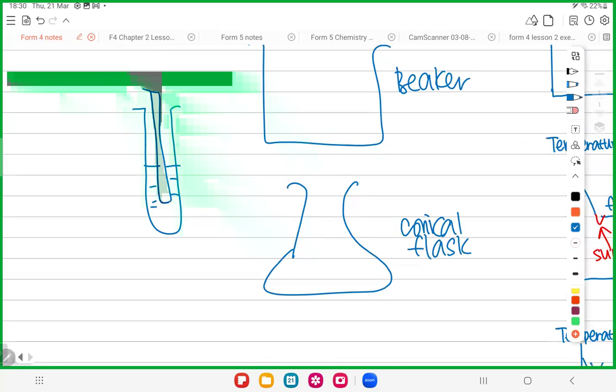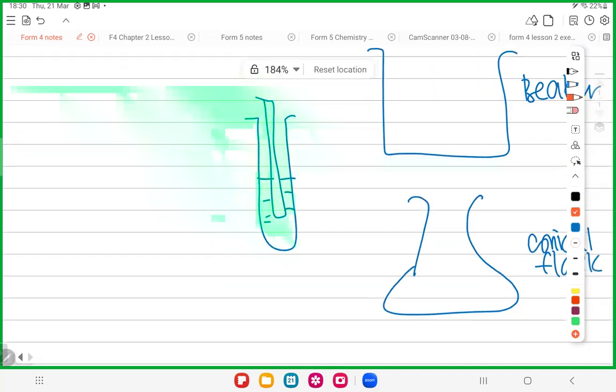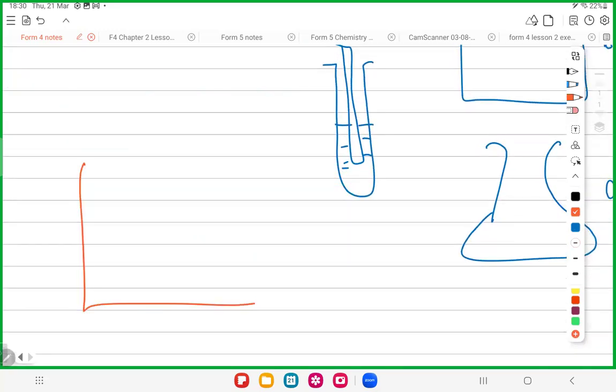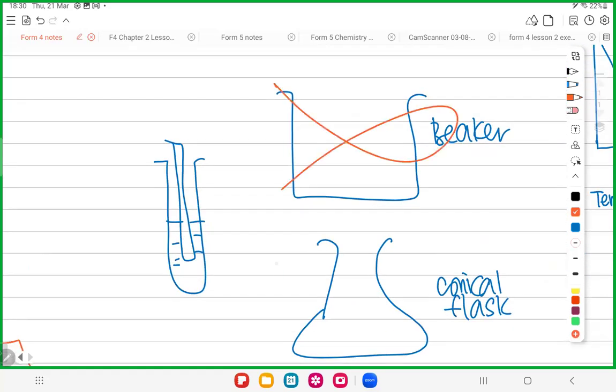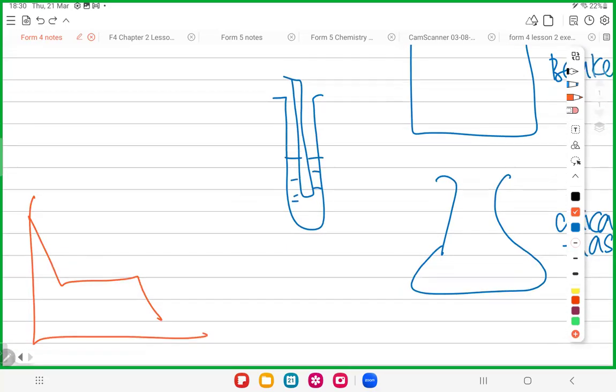Why we need to do that thing? Because, all right, by right, your cooling curve should look like this, okay? Which is okay. But when you do a cooling like this, if you don't put in a beaker, if you don't put in a conical flask, what happens?